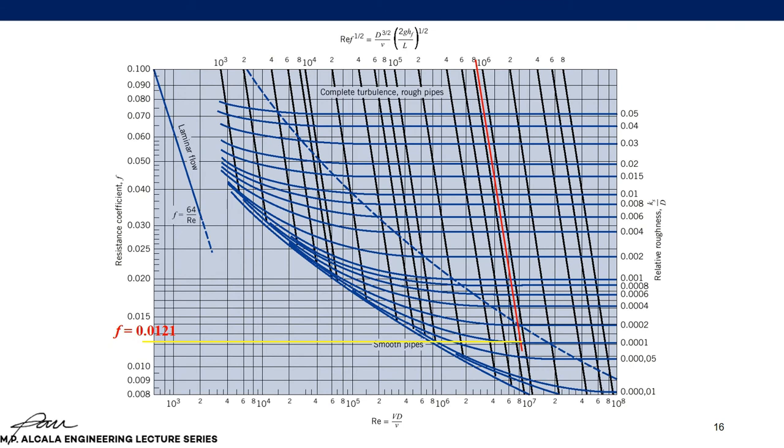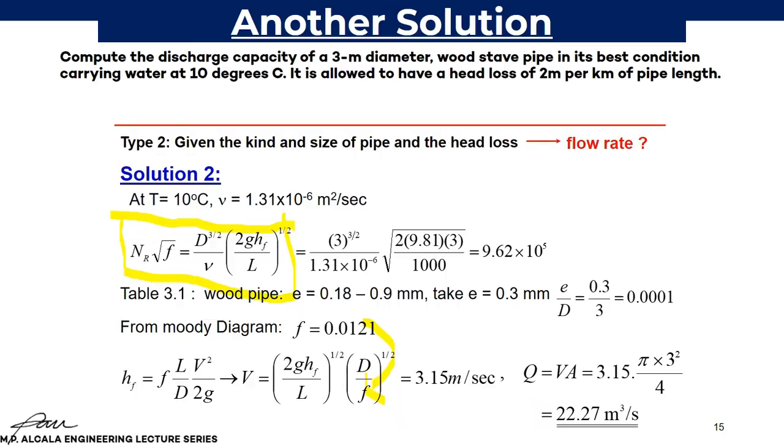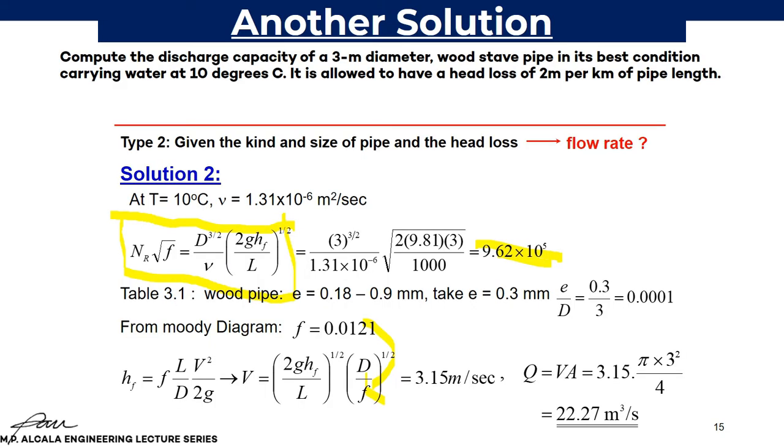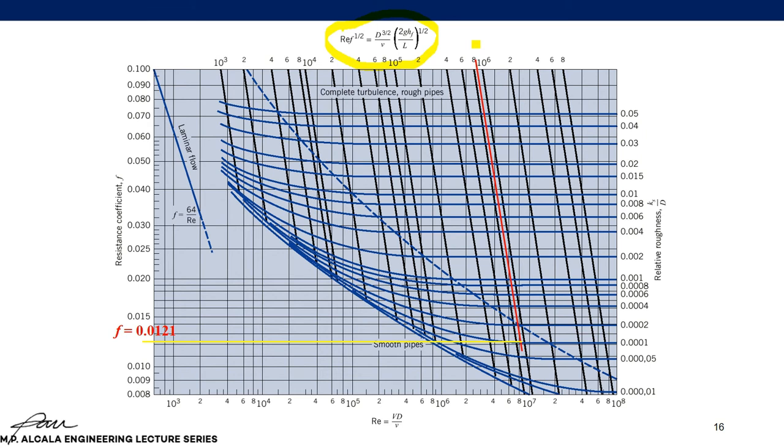So from your terminologies or from your equation a while ago, this value and this line, the Reynolds number multiplied by the friction factor is 9.62 times 10 to the 5. So this is this one. In between 8 and 10 to the 5, right? So 9.6 times 10 to the 5 in this case.